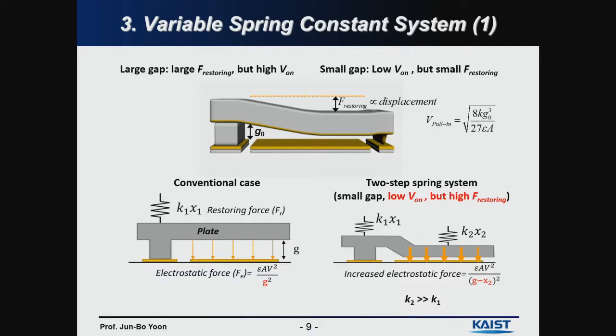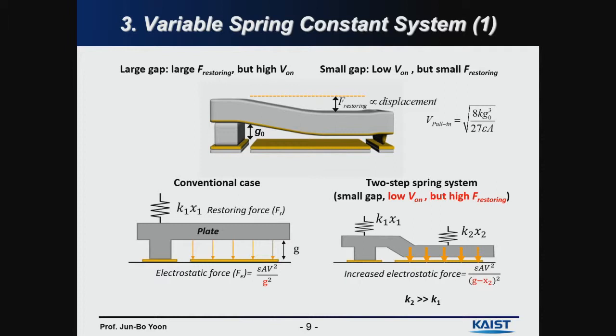And the third one is to use the variable spring constant. This is the normal cantilever switch. And the reason why we need a large gap is to increase the restoring force, because the restoring force is the spring force, which is proportional to the displacement. So in order to get the large enough restoring force to detach some stuck electrode, we need a high enough gap. That makes the high turn-on voltage.